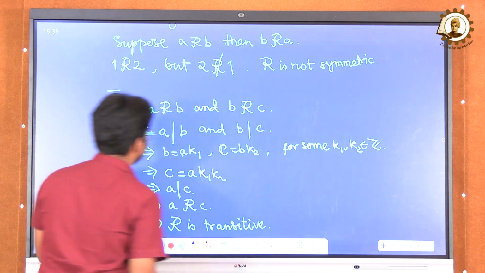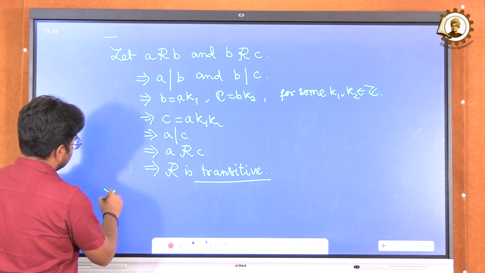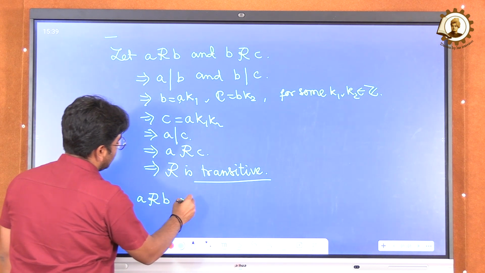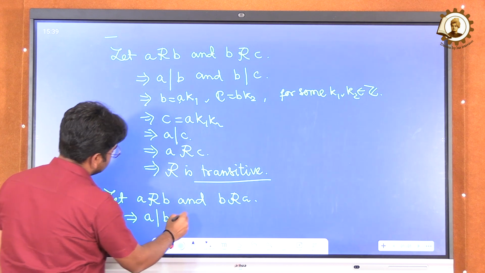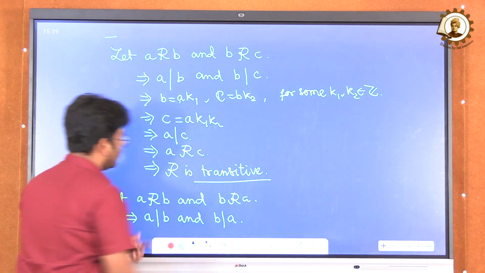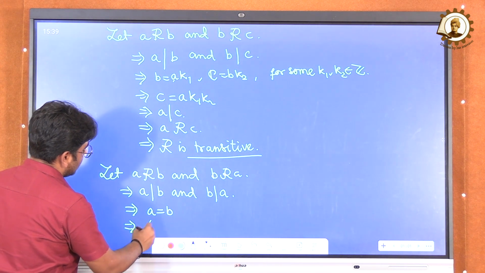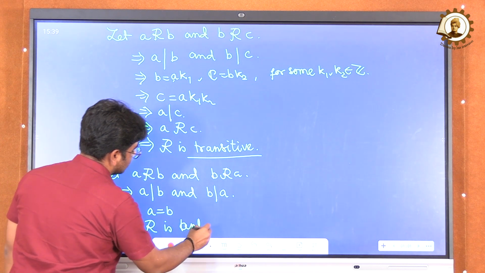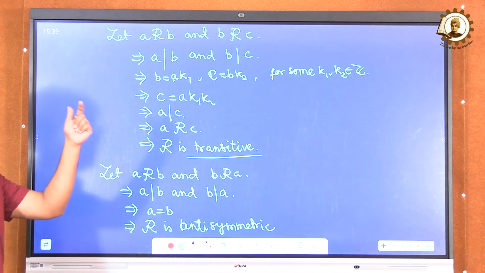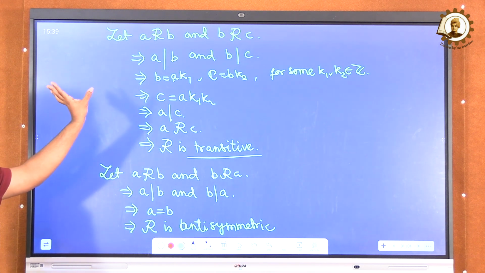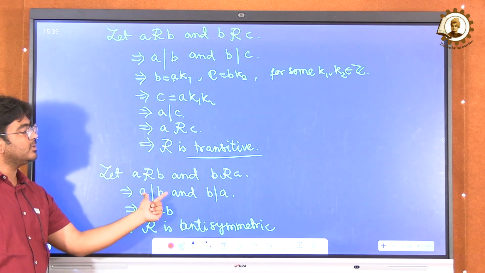And the last one, antisymmetric. Let us verify whether it is antisymmetric. Let A be related to B and B related to A. This implies A divides B and B divides A. This is possible only when A equals B. So R is antisymmetric. We just proved that the relation we defined on the set of integers is reflexive, transitive, antisymmetric but not symmetric.